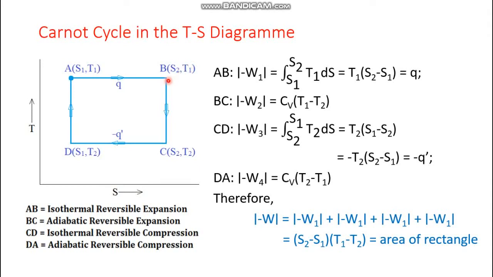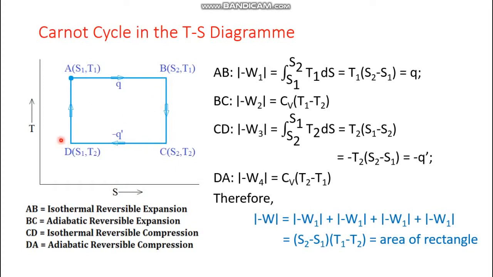Next is adiabatic reversible expansion, that is B to C. Since it is adiabatic, no heat exchange is taking place. As a result, the temperature is dropping. But since there is no heat change, dq is 0, so dq by T is also 0. That means dS is 0, and dS being 0 means entropy remains the same here. That means entropy changes from S2 to S2, no change. It remains S2 throughout. But temperature drops from T1 to T2. So it is parallel to the y-axis and perpendicular to the x-axis. This way we are getting a rectangle.